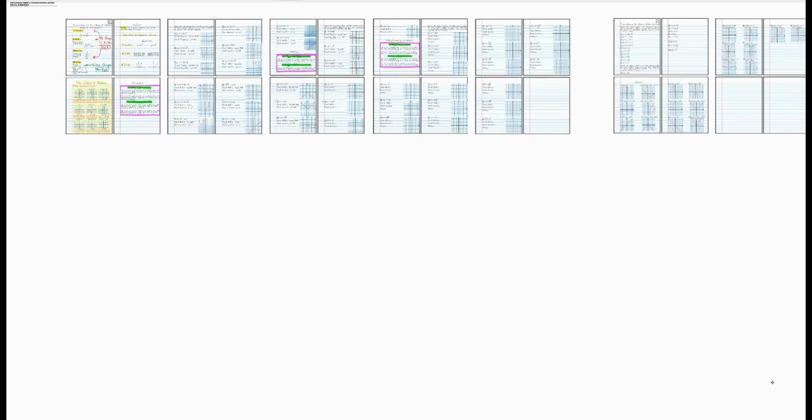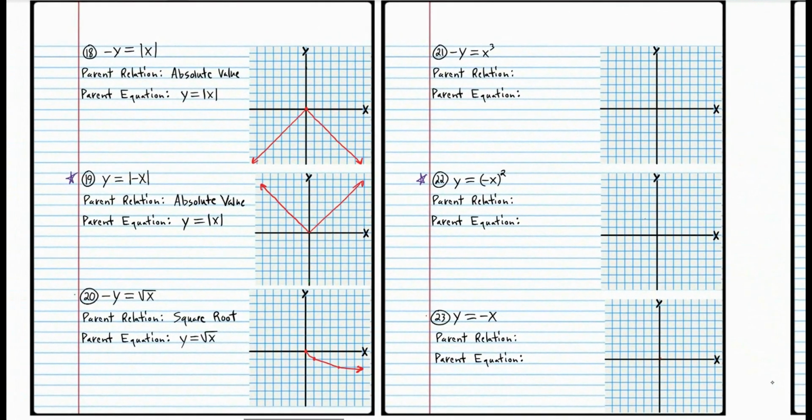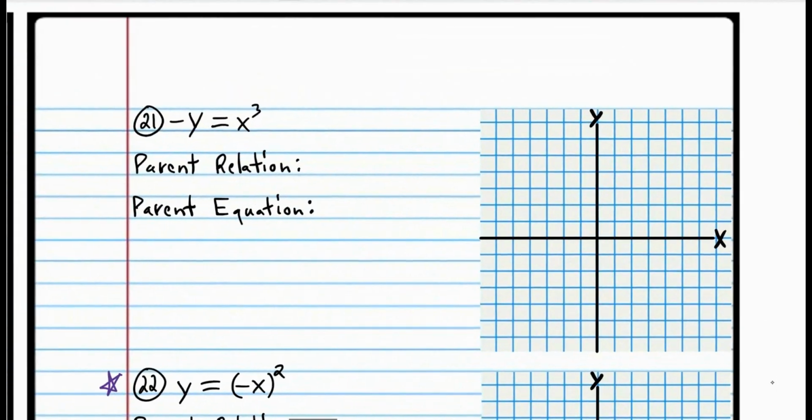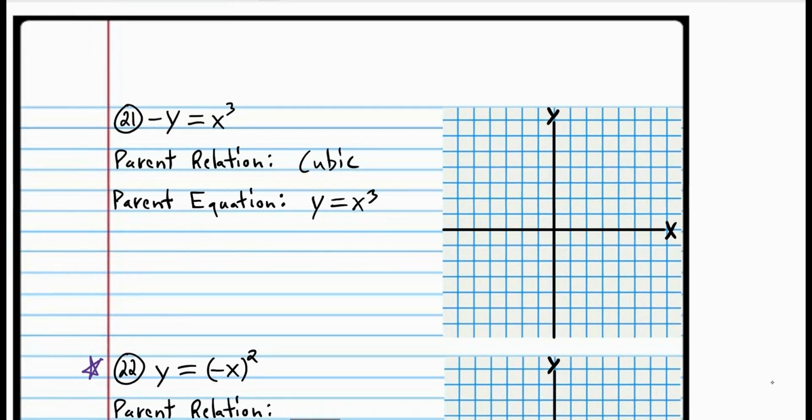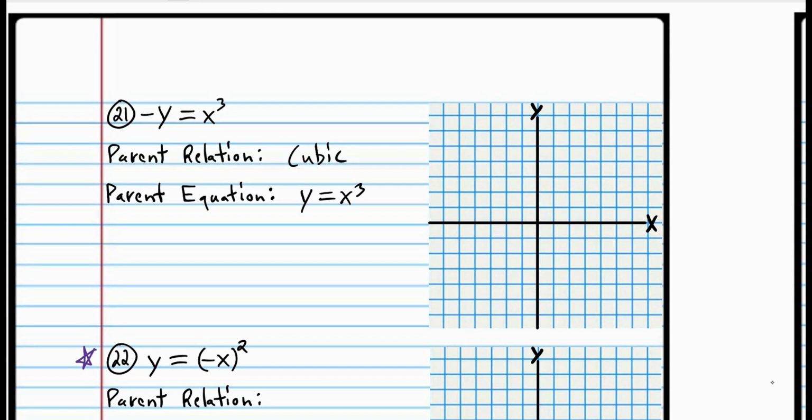Go ahead and try number... sorry, my computer's jumping around here. Go ahead and try number 21. When you come back, we'll do it together. All right, we're back. So the parent relation is obviously the cubic relation, because we have x cubed, and y equals x cubed is the parent equation. And we're changing y to negative y. So your basic graph usually looks like this, your cubic graph. But we're going to flip across the x-axis, so it's going to look like this.